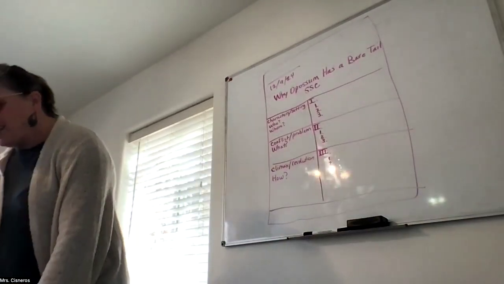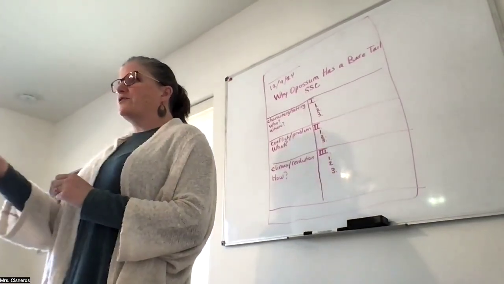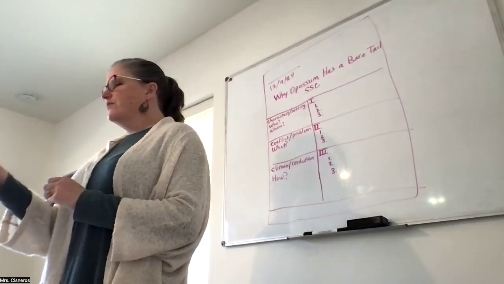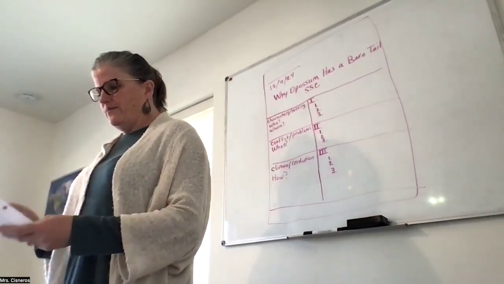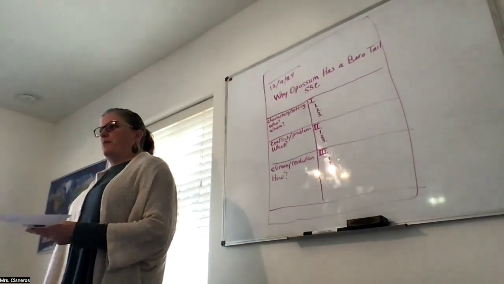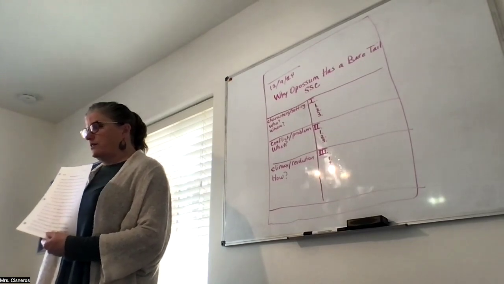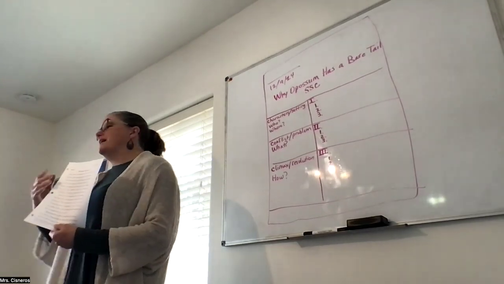Let's look at the story. Get out the connect story. This is page 55. 55, Why Opossum Has a Bare Tail. Now, this is a fable. It's not an Aesop's fable. It doesn't say that. But a fable is a made-up story.